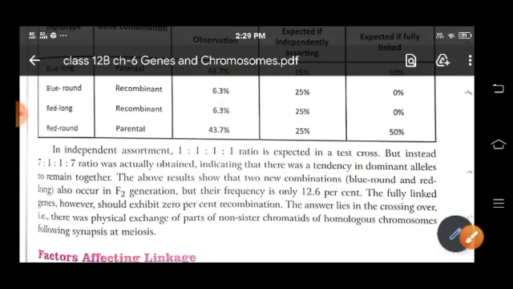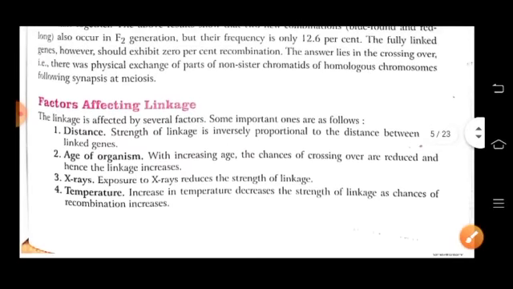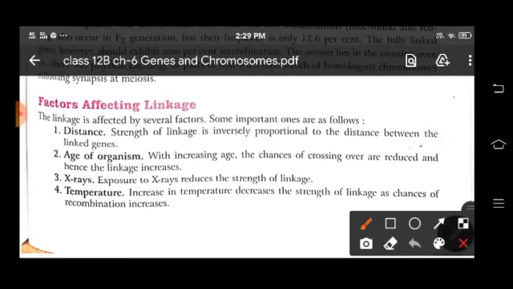Factors affecting linkage. Linkage is affected by several factors. Distance: the strength of linkage is inversely proportional to the distance between the linked genes. Age of an organism. X-rays reduce the strength of linkage. Temperature: an increase in temperature decreases the strength of linkage, as the chances of recombination increase.